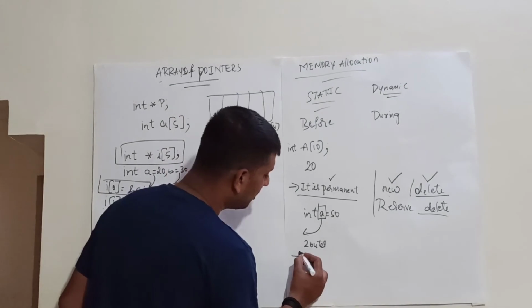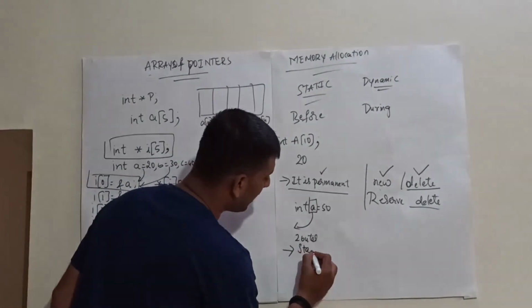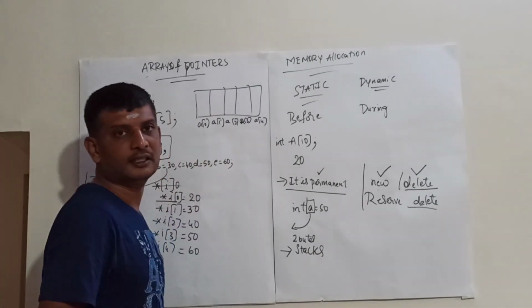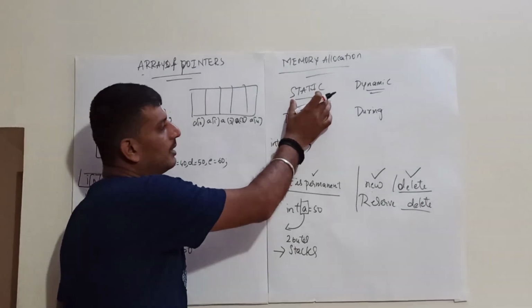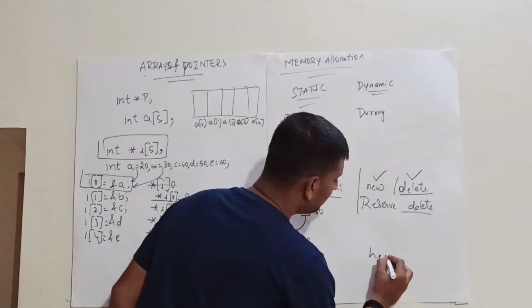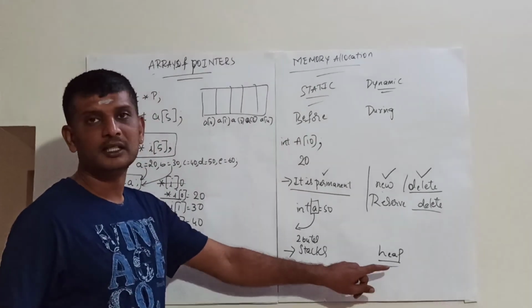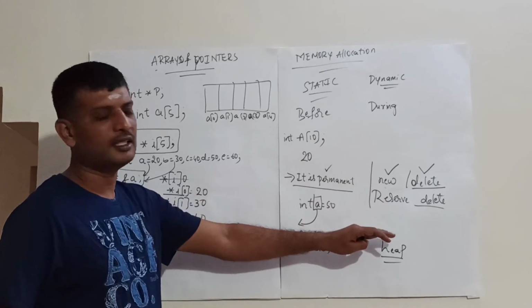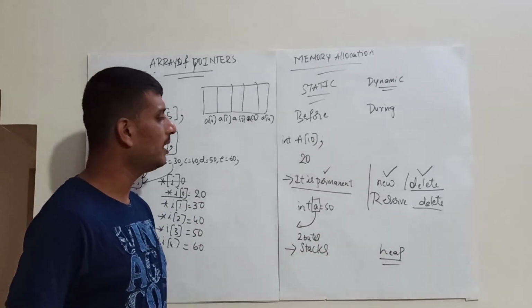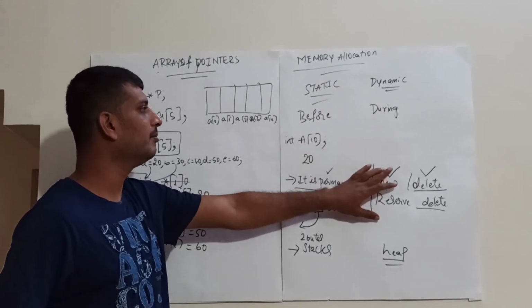The next thing is, in the static memory allocation, you will be making use of the stack. You will be making use of the stack data structure for the static allocation, whereas in the dynamic memory allocation, we will be making use of the heap for the memory allocation or for storage of the data. So these are the differences between the static and the dynamic memory allocations.